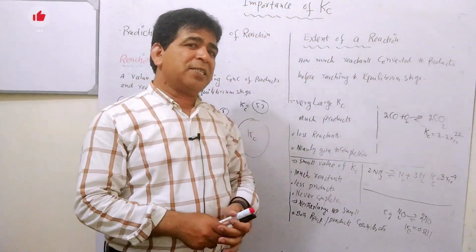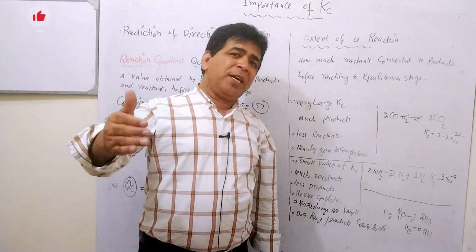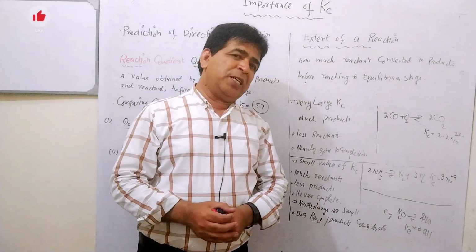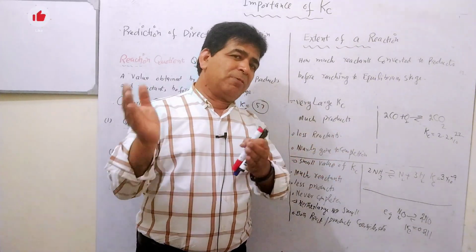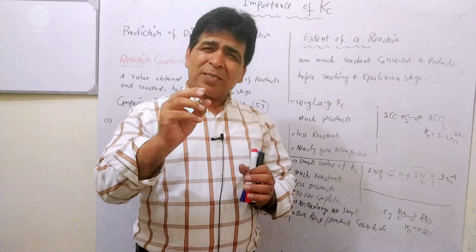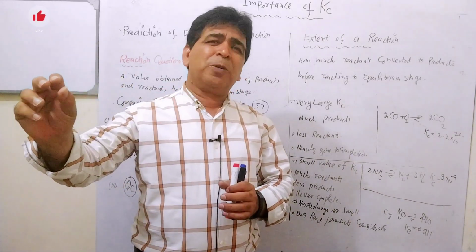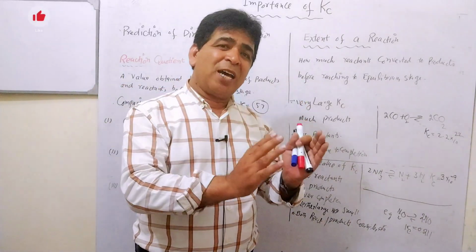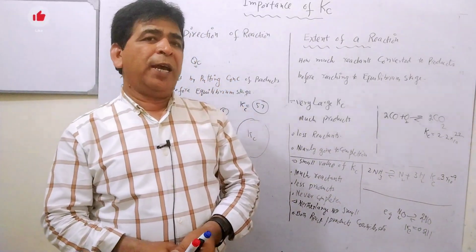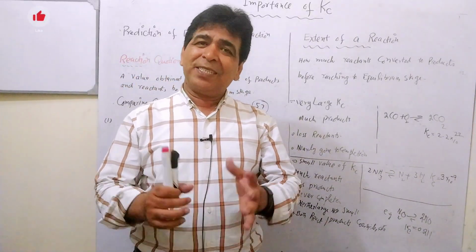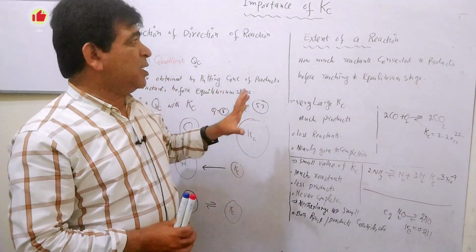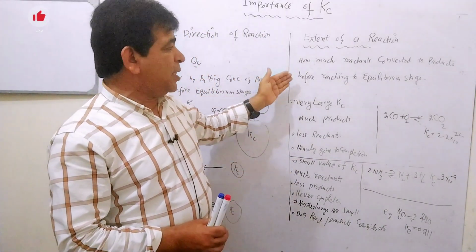Extent of reaction means, as I have told earlier, how much of the reactants were converted to products before establishing a chemical equilibrium stage. Only a small amount of reactants were converted into products, or a very large amount of reactants were converted to products before getting to equilibrium stage. This is called the extent of a reaction. Extent of reaction can be determined in three ways.